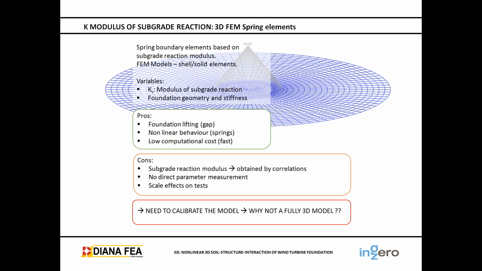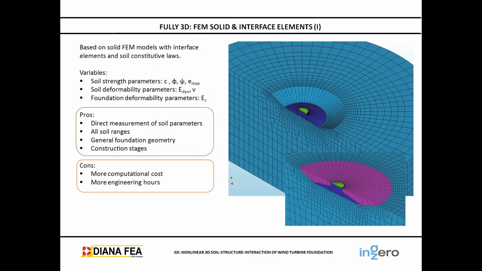So if we need to calibrate the model, why not use a fully 3D model? So let's go to the 3D model. Here we can see the image system with Diana. It's based on a finite element model with solid elements, with which we represent the terrain and also the foundation. We can see all these elements in different colors, and we introduce interface elements between the structure and the soil, and we model or simulate the soil with constitutive laws.